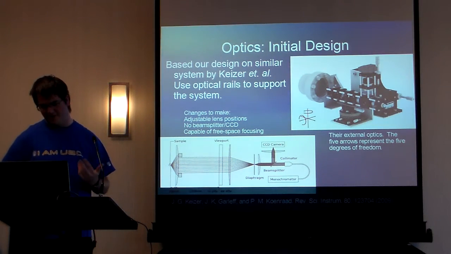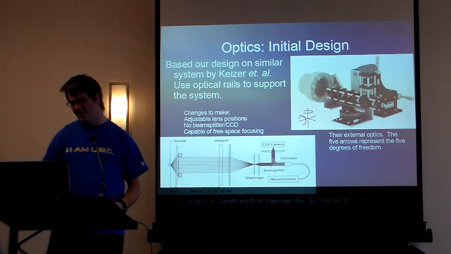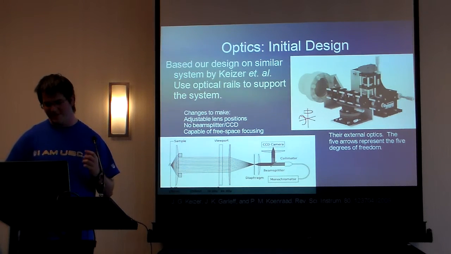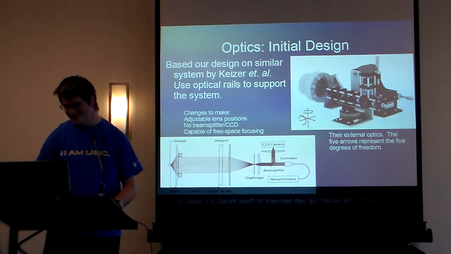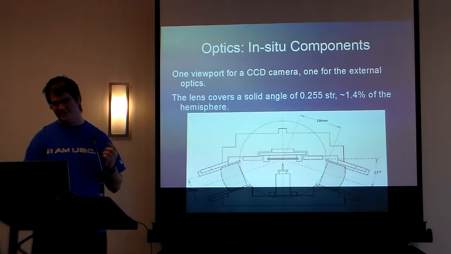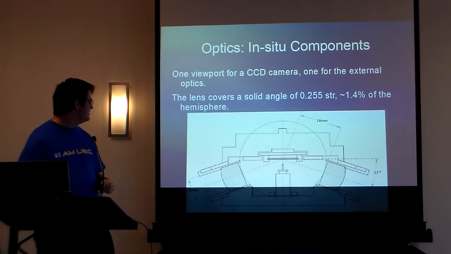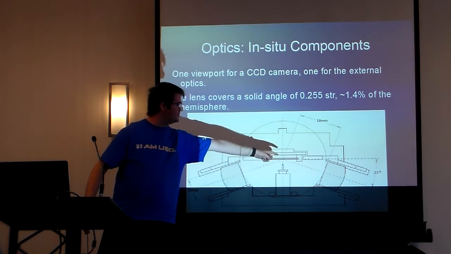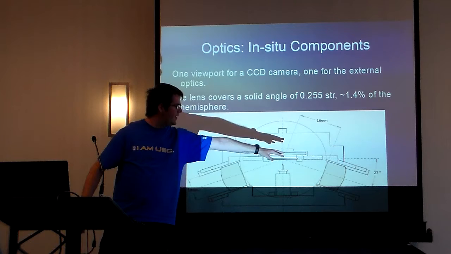And so this is the SolidWorks model of their system. You can see the arrows represent the 5 degrees of freedom they have, although one of them is actually completely useless. So our in situ components, we have one viewport for our CCD and one for the external optics. And so the tunneling junction is right here, and the emissions will just pass through that lens right there and then go out of the system.